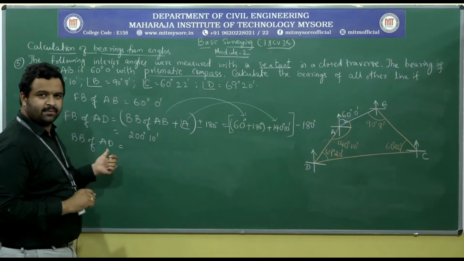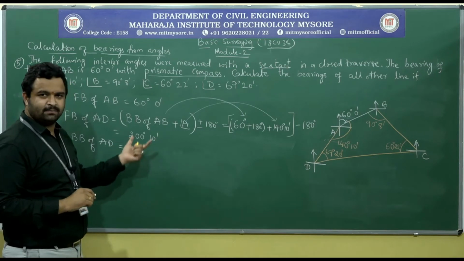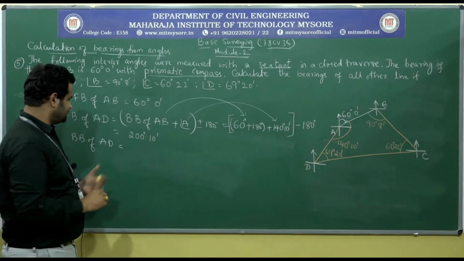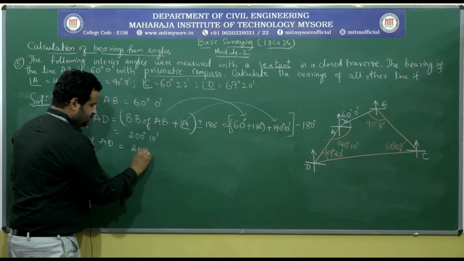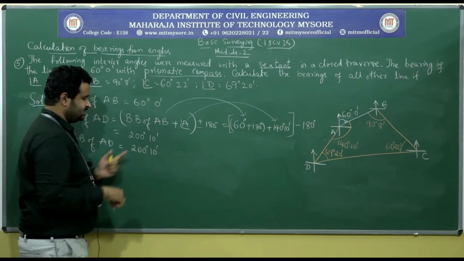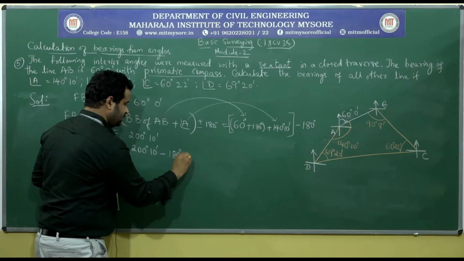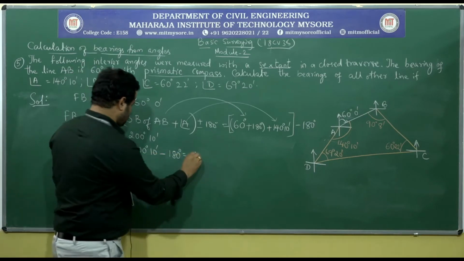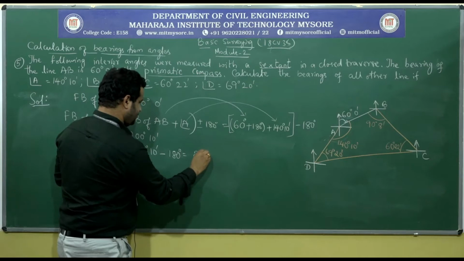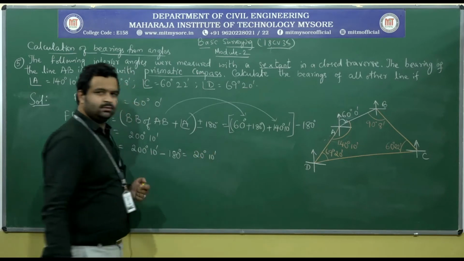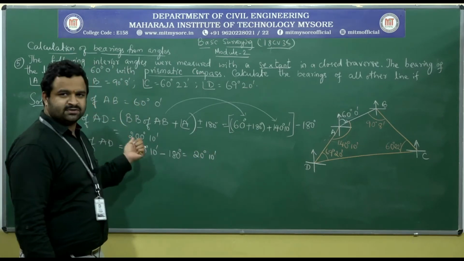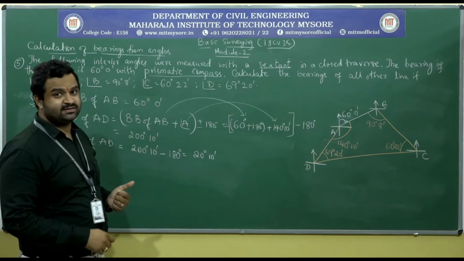How can you calculate its back bearing? Simple relation: FB plus or minus 180. So this 200 degree 10 minutes, since it is more than 180, you should deduct 180 from it. You will get 20 degree 10 minutes. Got it? If this step is clear, the next steps will be much easier.